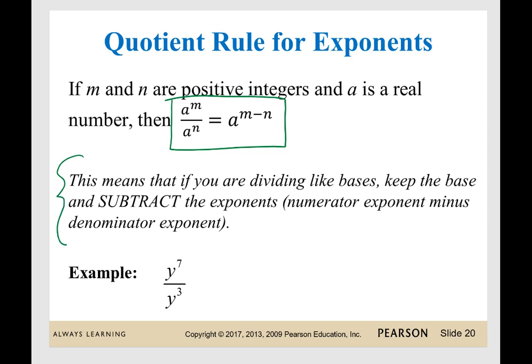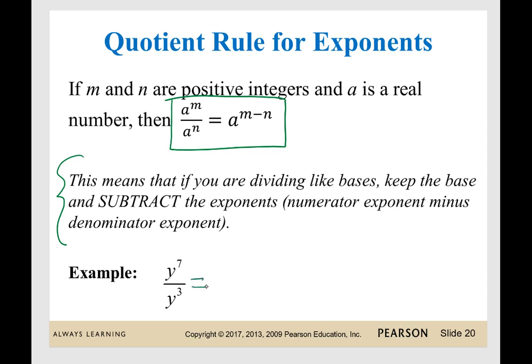This means if you're dividing like bases, keep the base and subtract the exponents, and it's always the numerator's exponent minus the denominator's exponent. So if you think back to when we did the product rule, we were multiplying, which meant we added them together. This time we're dividing, so we're going to subtract them, which kind of makes sense if you think about it.